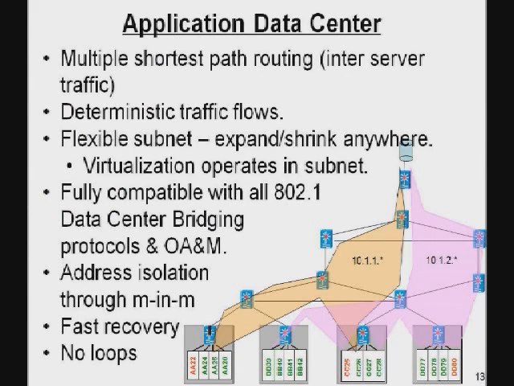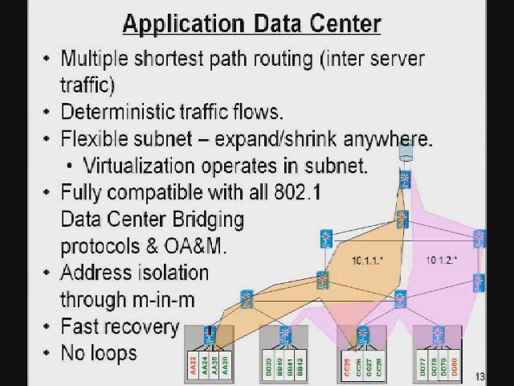The data center is another application where shortest path routing is a fairly hot topic, and there are a number of reasons for this. One of the reasons has to do with the fact that there's a lot of traffic between the different servers. Maybe 50 to 70% of the traffic within a data center may actually be between the servers, and of course if you don't use shortest path routing, you go all the way up a tree and all the way back down. It's very inefficient.